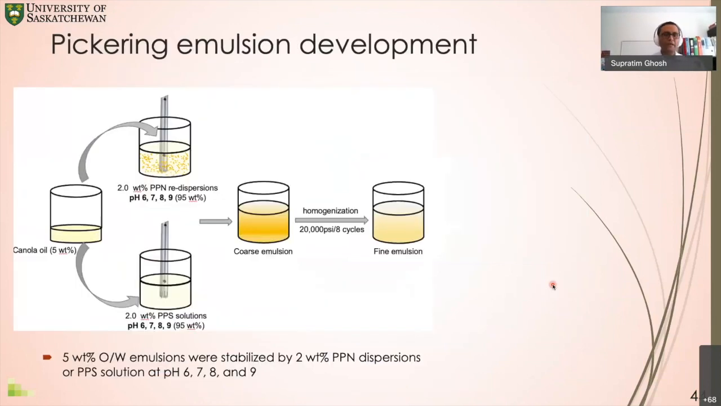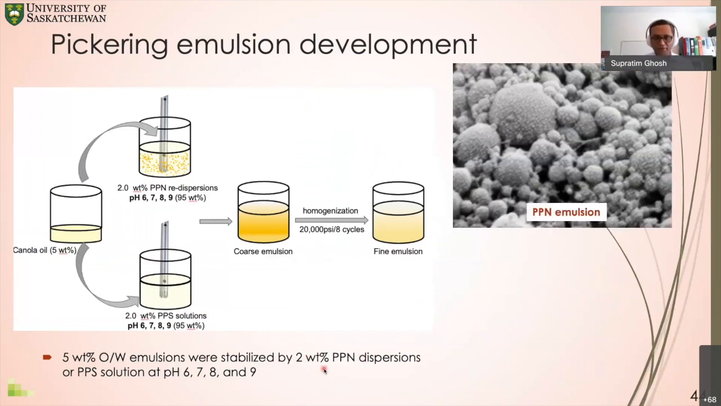Then we made the emulsion. Simply, we made a 5% oil in water emulsion with 28% PPN dispersion at 4 different pH values. Just to briefly give you some data, this is the PPN emulsion. You can clearly see that the droplets are covered with particles, not a traditional looking emulsion.